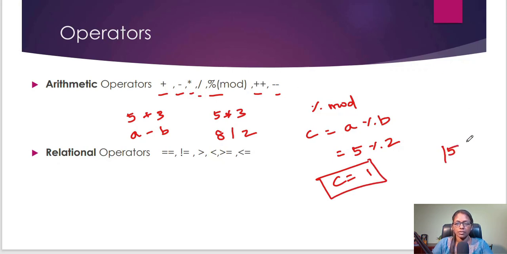For example, 5. I am dividing by 2. So 2 2s are 4, and the remainder is 1. Okay, so 1 will be stored in the C location. So that is the use of the modulus operator.